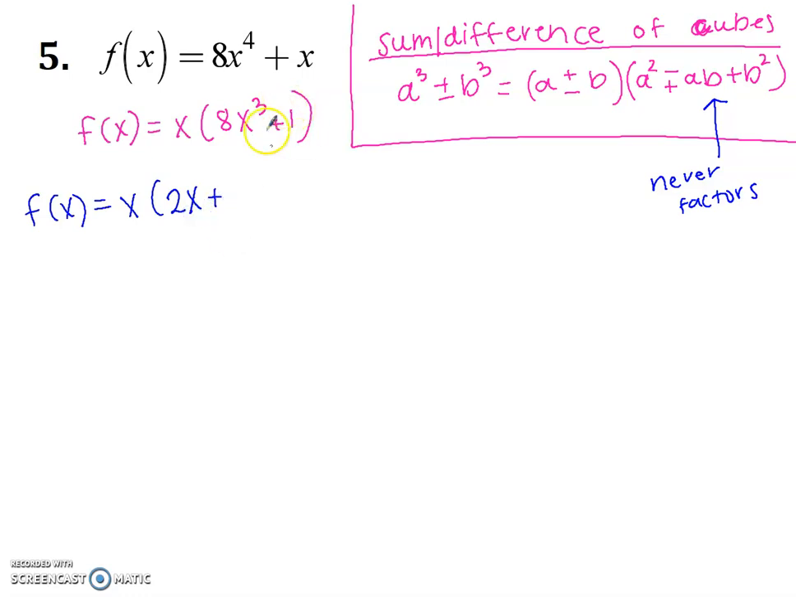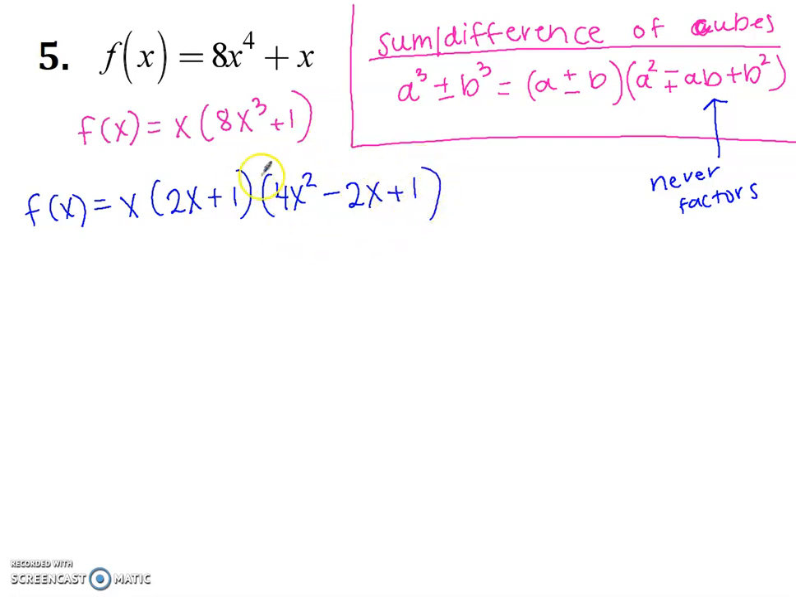You keep the sign the same. Cube root 1, which is still just 1. Then for the trinomial, I'm going to square this. So 2x squared is 4x squared. I'm going to change that sign and multiply these together. So that's just 2x. And then I'm going to square that.